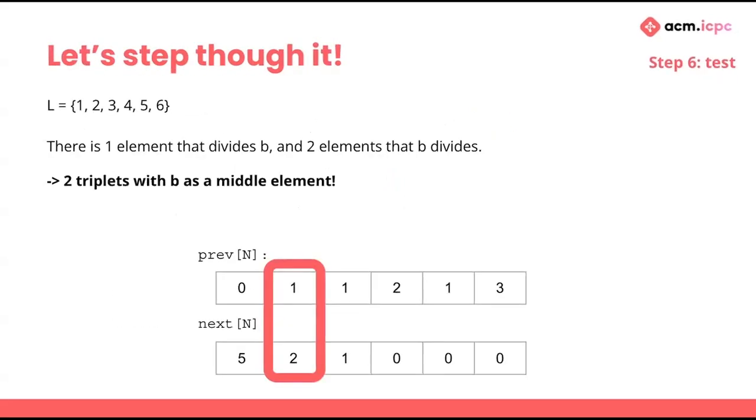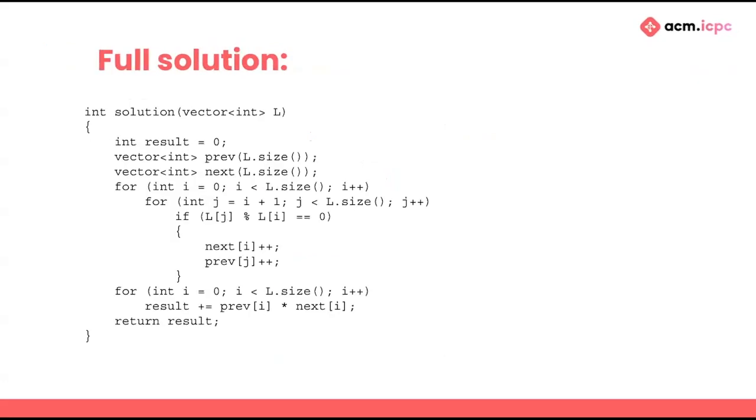So with that in mind, here is the full solution for the problem. The first part is initialization of the variables. Then the second part is stepping through every pair and checking if the first element divides the second one. And finally, once we get the values for every single element, for the number of triplets that can be devised where it's the middle one, we simply add these values to the result and return it. So now, can anybody think what the time complexity for this algorithm is?